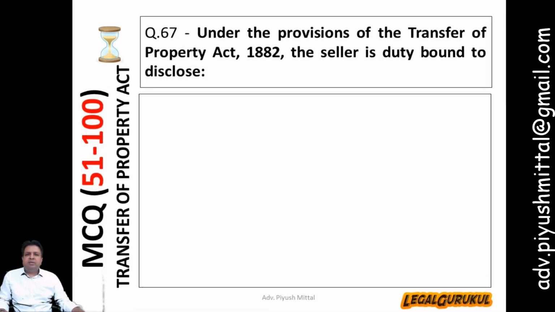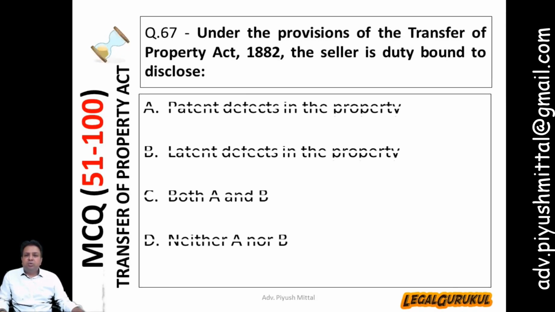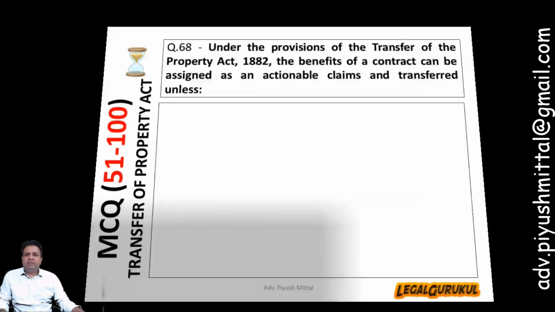Question number 67. Under the provisions of TPA, the seller is duty bound to disclose A, patent defects in the property, B, latent defects in the property, C, both A and B, D, neither A nor B, and the correct answer is B, latent defects in the property.